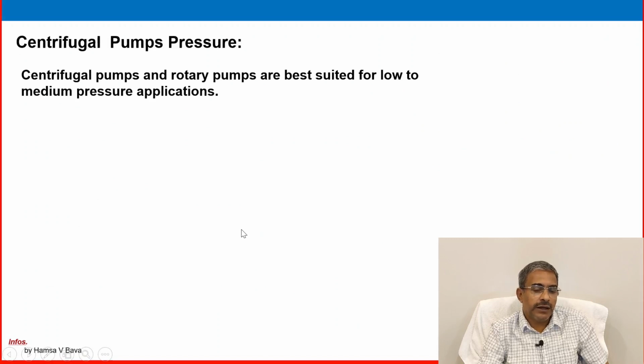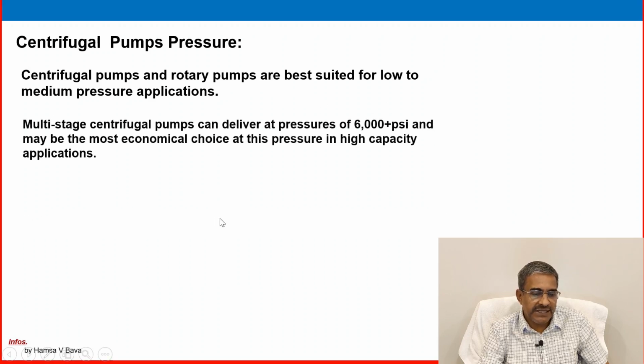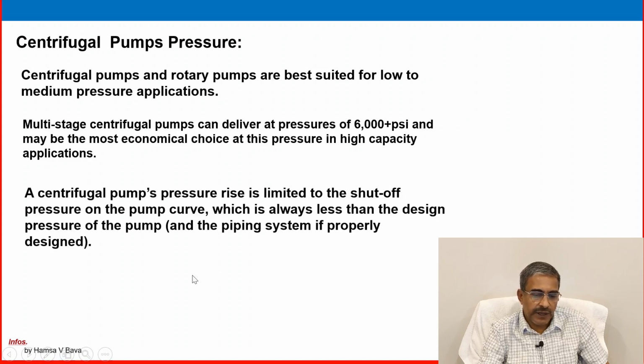So coming to the consideration of pressure, centrifugal pumps and rotary pumps are best suited for low to medium pressure applications. Multi-stage centrifugal pumps can deliver at pressures of 6000 plus psi and may be the most economical choice at this pressure in high capacity applications. A centrifugal pump pressure rise is limited to the shut-off pressure on the pump curve, which is always less than the design pressure of the pump and the piping system if properly designed.